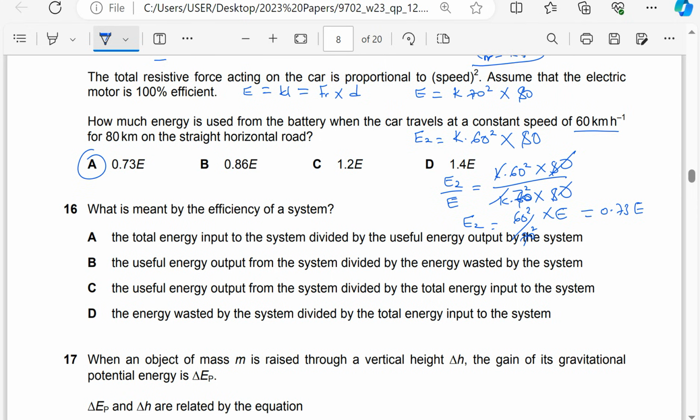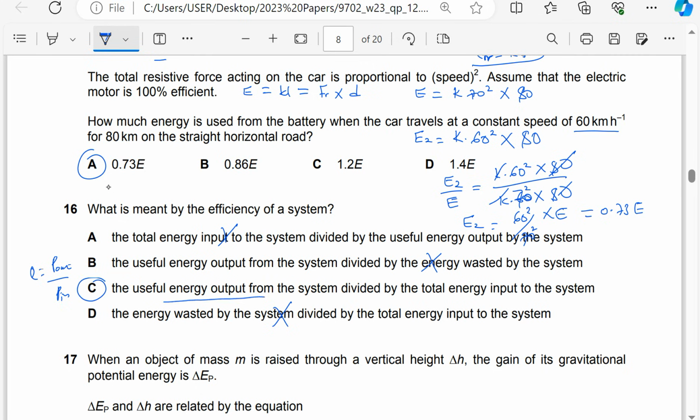What is meant by the efficiency of a system? Of course, we know that efficiency is equal to power output divided by power input. Useful work output over total work input. Useful energy output over total energy input. It is always output over input. So this one is wrong. If it is input, energy wasted by the system divided, that is wrong. Energy output from the system divided by the energy wasted, that is wrong. It is always with the energy input. So the answer is going to be C.